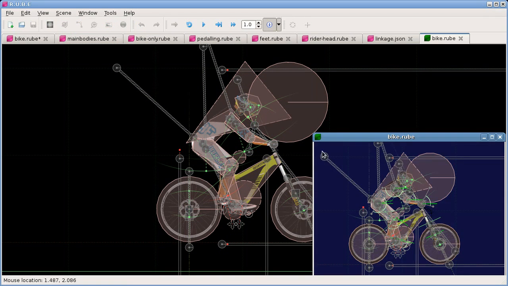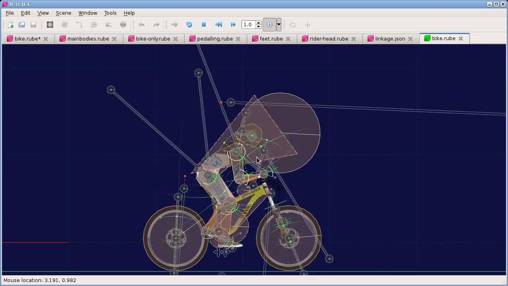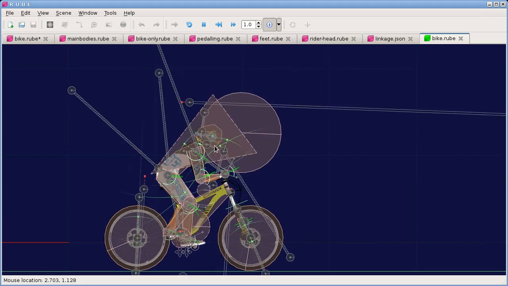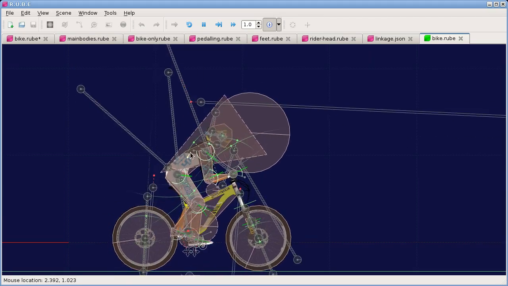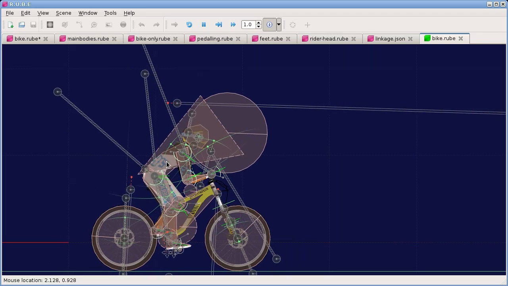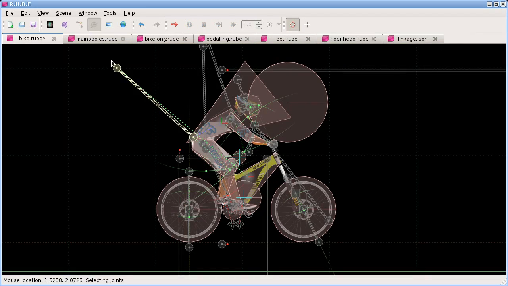So just to see what we get with that, this is the full model, with all the joints and all this mess rendered over the top of it. So let's break this down.